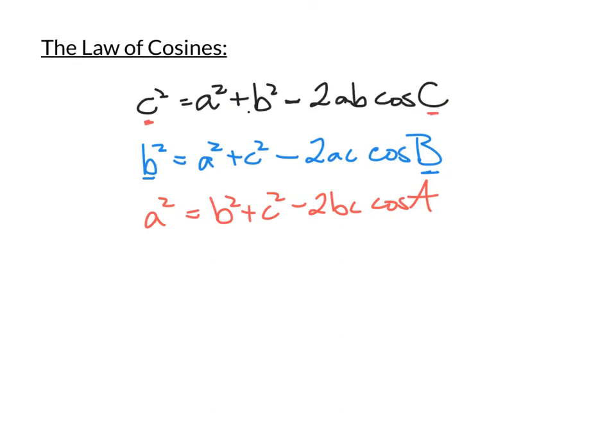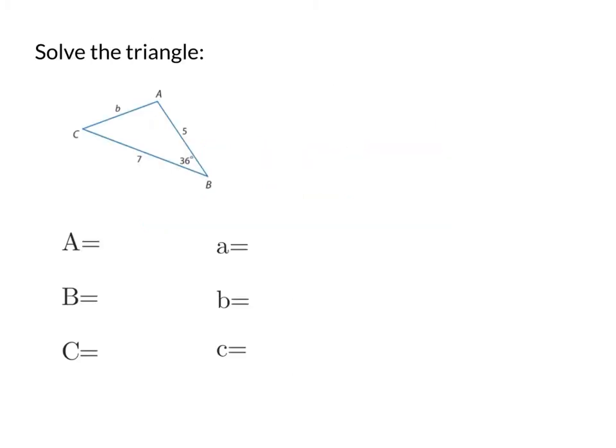The proof for this can get fairly complicated, a little bit beyond the scope of our Algebra 2 class. So you're going to have to trust me on this. If you want to see the proof, just Google proof of law of cosines, and you'll find a lot of good videos and resources there. But let me show you how to use the law of cosines in order to solve this triangle.